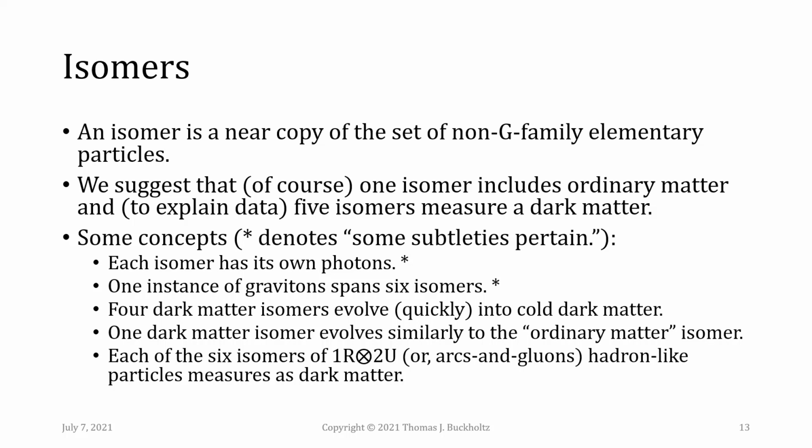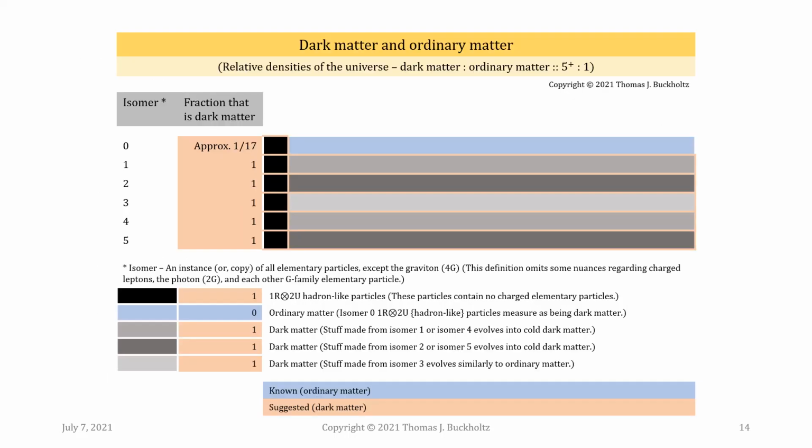These notions might suffice to explain ratios. The notions might suffice to explain other phenomena, including aspects of the Milky Way galaxy. This chart depicts, regarding densities of the universe, relative amounts of ordinary matter stuff and various components of dark matter stuff. For example, the chart gives a visual explanation for why the relative density of the universe for dark matter is somewhat more than 5 times the relative density of the universe for ordinary matter, namely, that the stuff associating with each isomer's arcs plus gluons measures as dark matter.